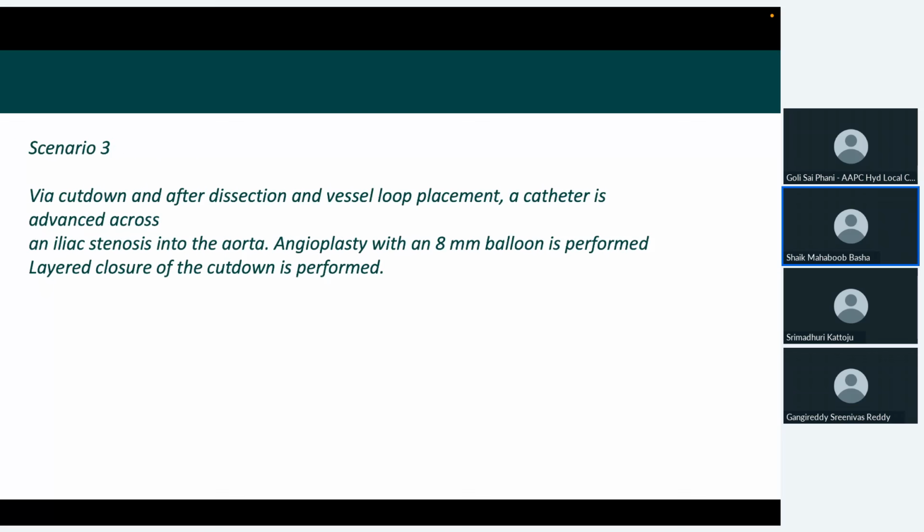Then scenario 3: via cut down, after dissection and vessel loop placement, a catheter is advanced across an iliac stenosis into the aorta. Angioplasty with an 8 mm balloon is performed for the iliac stenosis. So via cut down, that means it's an open approach. They have done the layered closure. Balloon angioplasty performed for iliac stenosis. So how will you code?